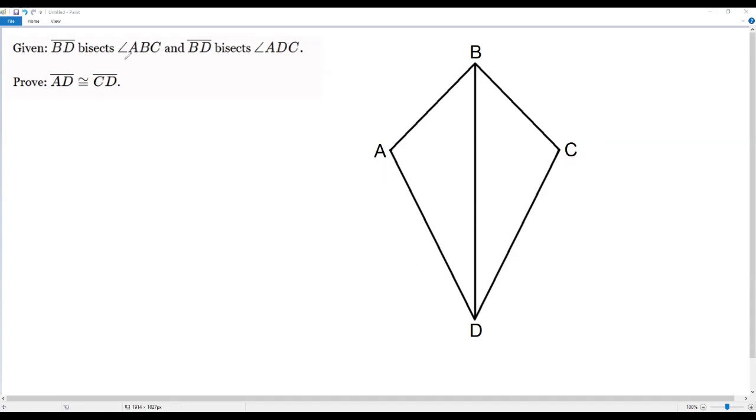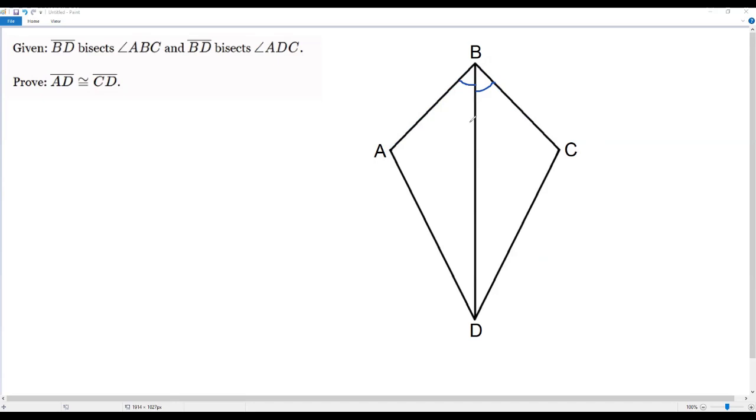Okay, now let's use the given information over here. So since BD bisects the angle measure ABC over here, that is it divides it into two equal parts, the angle measure ABD and the angle measure CBD must be congruent because this complete angle is divided into two equal parts by the line segment BD.